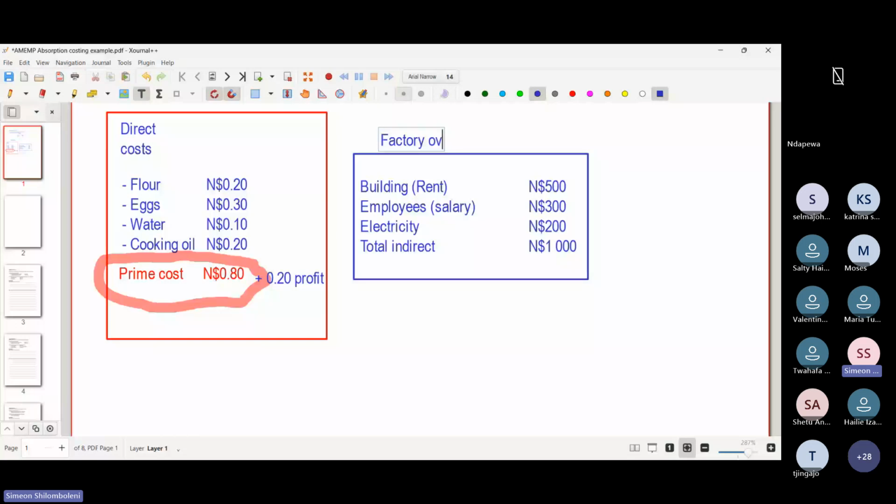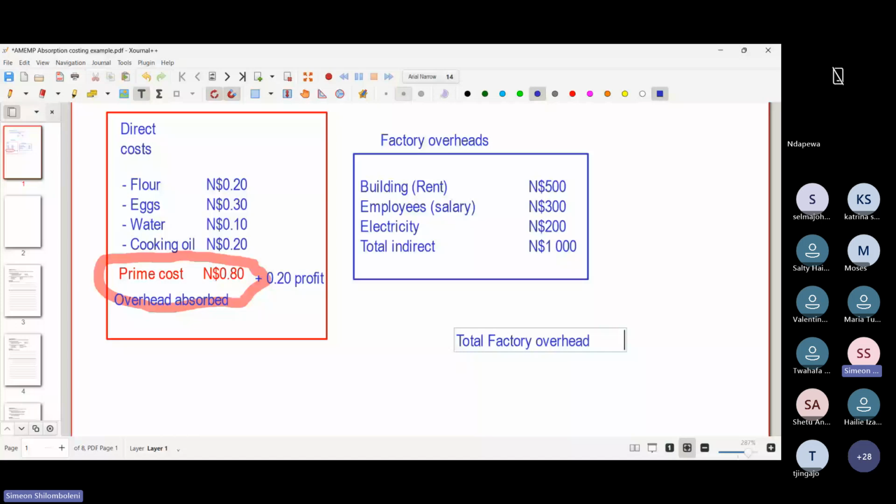Now, how are we going to find out how much we must absorb here? This is now where we come up with something that we call overhead absorbed. Because we know up to prime cost, we are now coming up with overhead absorbed. In order for you to make the overhead absorbed, you must find out how much my total factory overhead is.